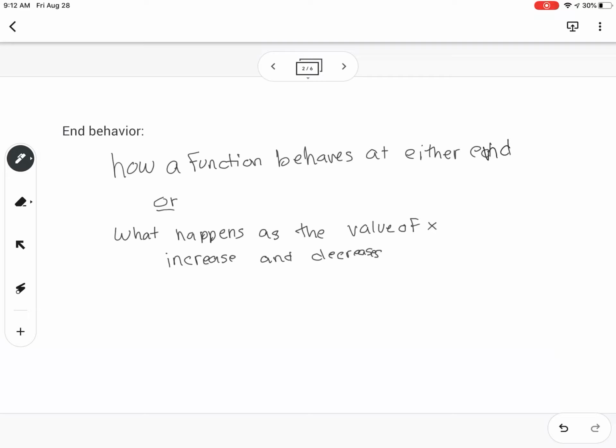Right, so we're going to look at some examples. The best way to understand this is to just see some examples. So what's happening on either end of the graph?